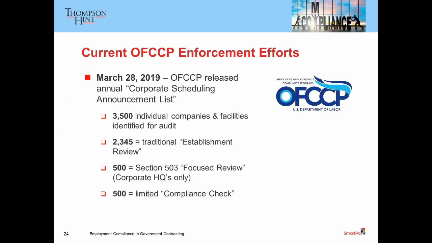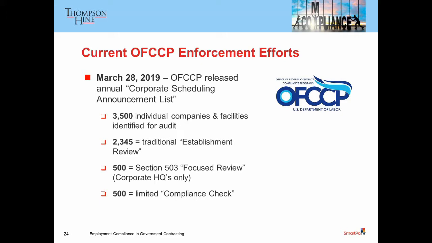So where are we now with the OFCCP? On March 28th, the agency released their annual corporate scheduling announcement list. In years past, they sent courtesy letters to contractors, letting them know whether or not a particular location had been identified for an audit. They did not do that this year. Instead, they posted the list on the FOIA page on their website. In that list, they identified 3,500 individual companies and facilities for audit in 2019. This is nearly double the number from 2018, and I think roughly triple the number from 2017.